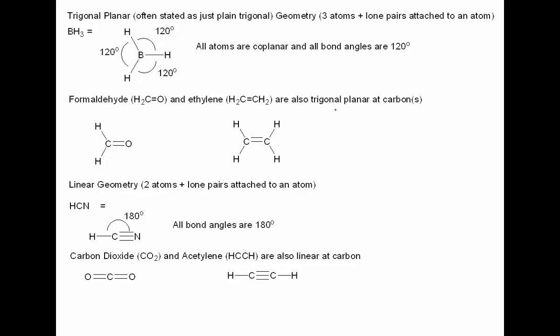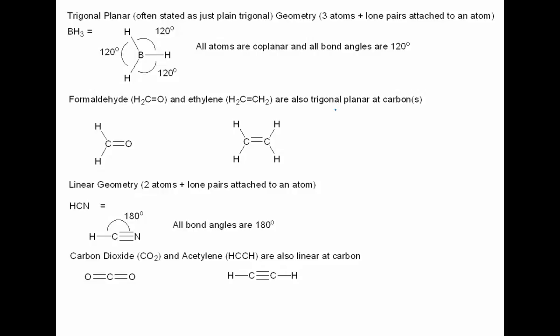Okay, trigonal planar geometry. Often in common jargon, people drop the planar and just state that it's trigonal. And this is when we have 3 atoms plus lone pairs attached to an atom. So BH3 is the simplest molecule that will show trigonal geometry. What we have is a planar molecule. All atoms are in the same plane and all bond angles are 120 degrees. These are as evenly spaced as you can get them.